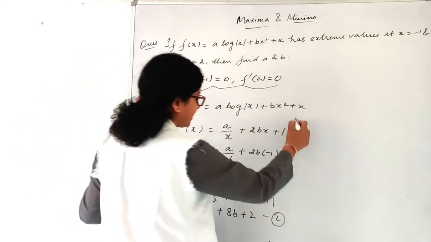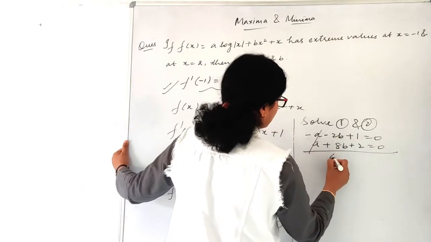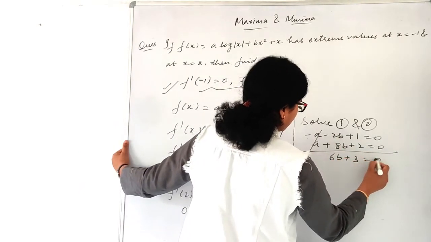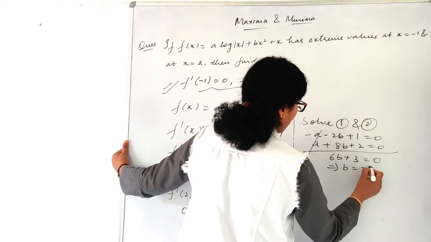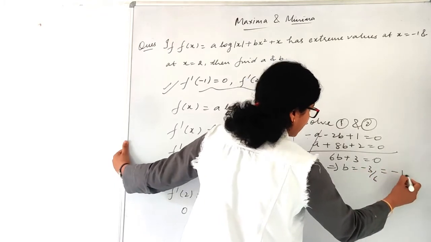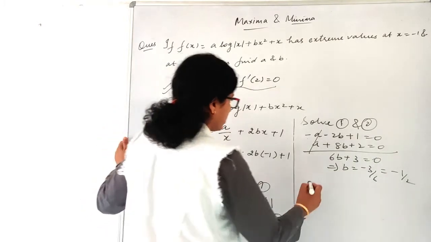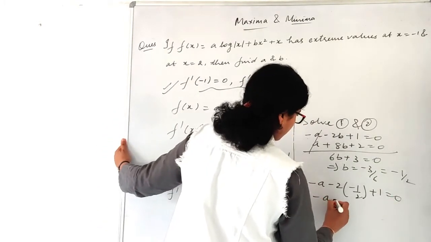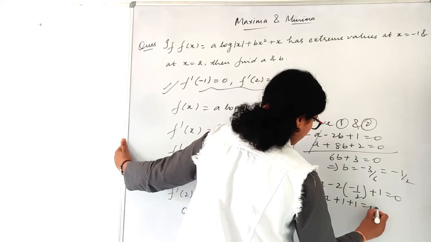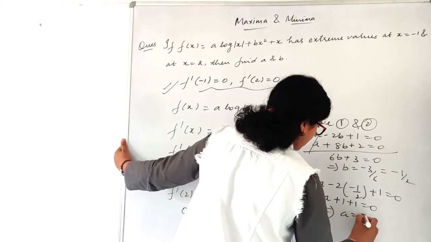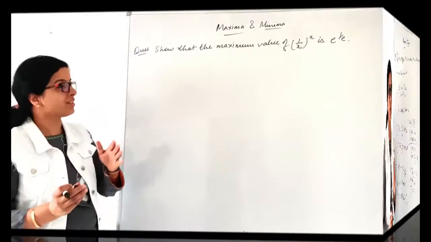We will solve first and second, add both the equations. So this implies b is equal to minus 3 by 6, which is nothing but minus 1 by 2, right? Substitute the value of b in one of the equations. This implies a equals 2, okay? So let us check out this question.